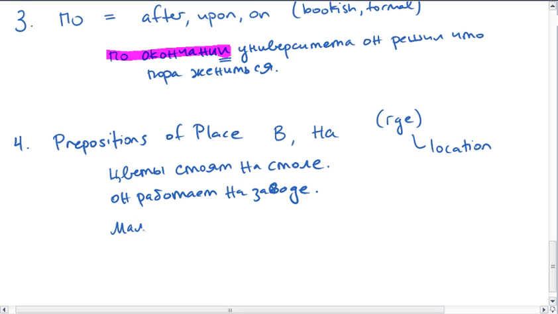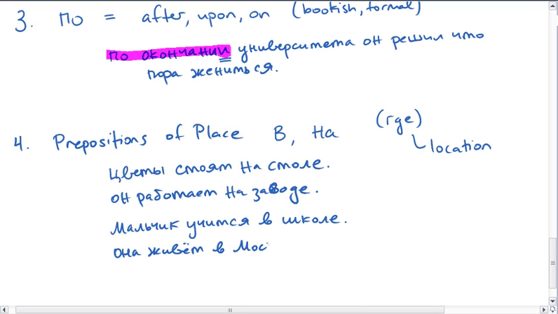And we also have в. Мальчик учится в школе. В школе. Or она живет в Москве. Right? Где она живет? Она живет в Москве. So we have our prepositional endings when we're talking about prepositions of place.